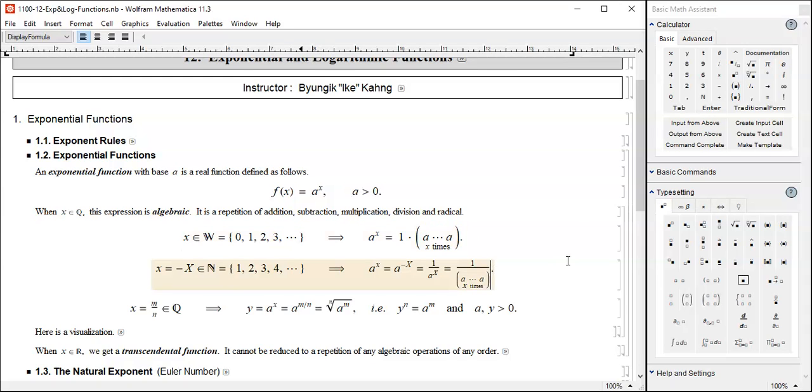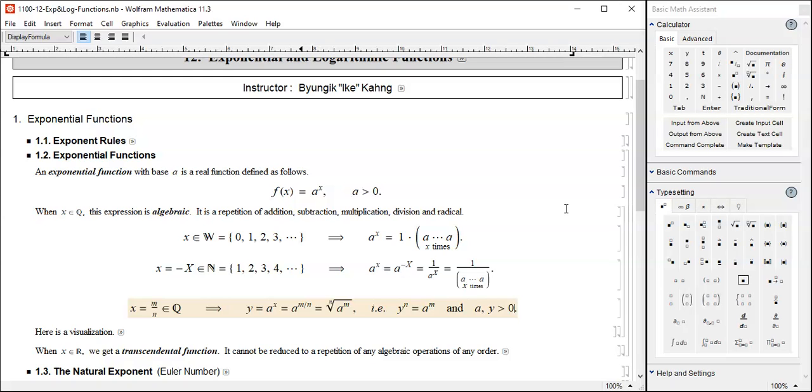And what if we have a negative integer, or x is negative capital X, where capital X is positive, 1, 2, 3, 4. In that case, you can write a to the negative X power as 1 over a to the X power, so that goes to the denominator. And down here, you can have just repeated multiplication. Or you can consider this as overall repeated division. Either way, it works out. Algebraic. What if we have rational power? In that case, it's a radical operation.